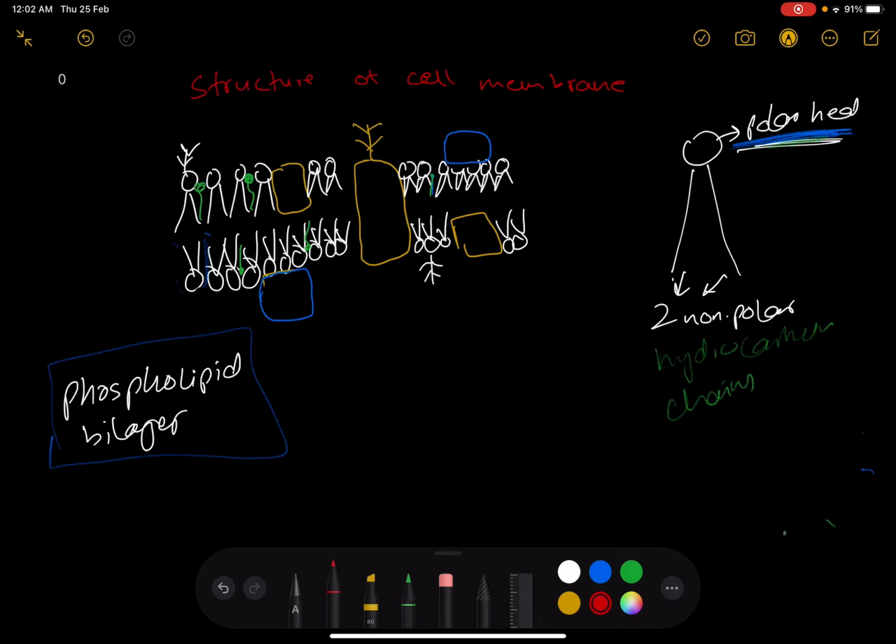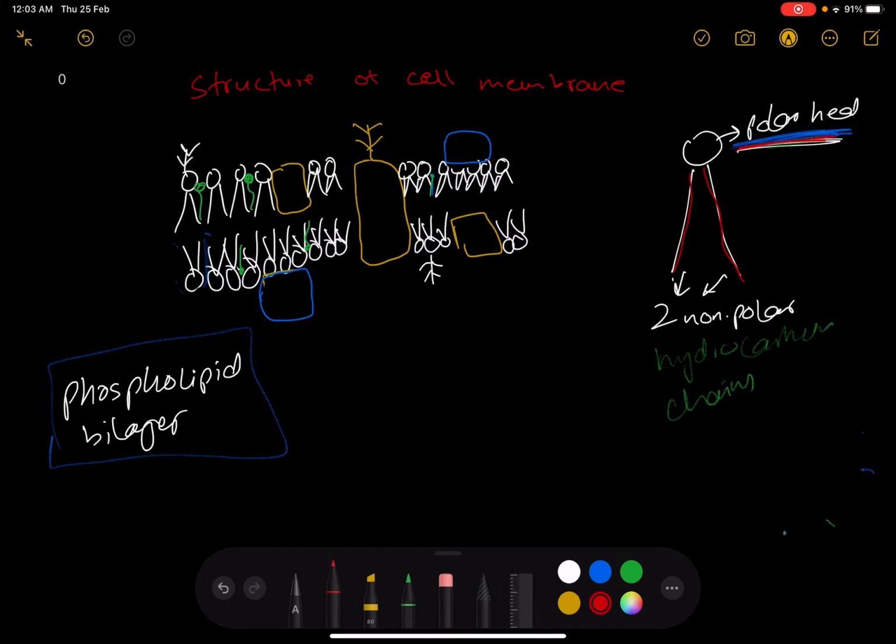Okay, so the basic structure of the cell membrane is made by molecules called phospholipids and proteins. What is a phospholipid? A phospholipid is a class of lipid which happens to have a polar phosphate head, and it also has two non-polar hydrocarbon chains.